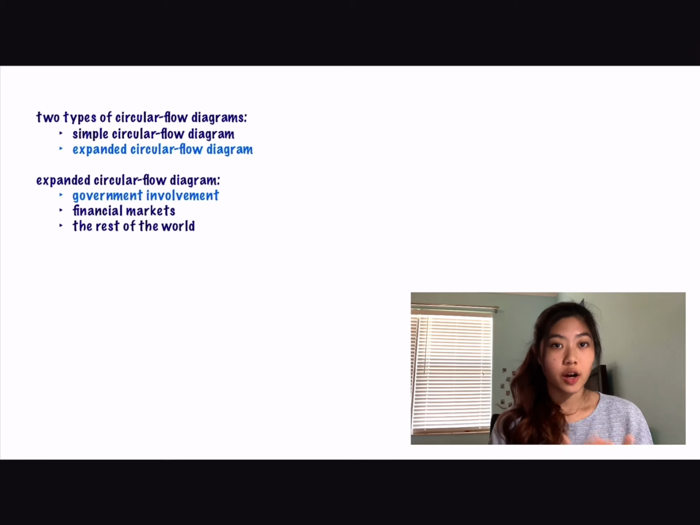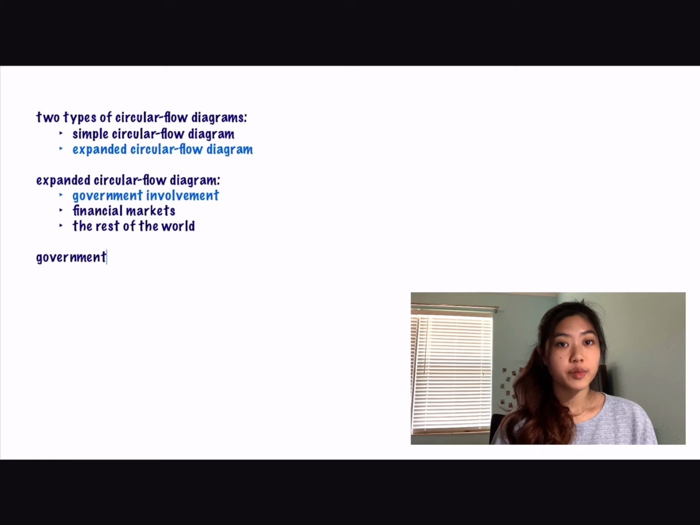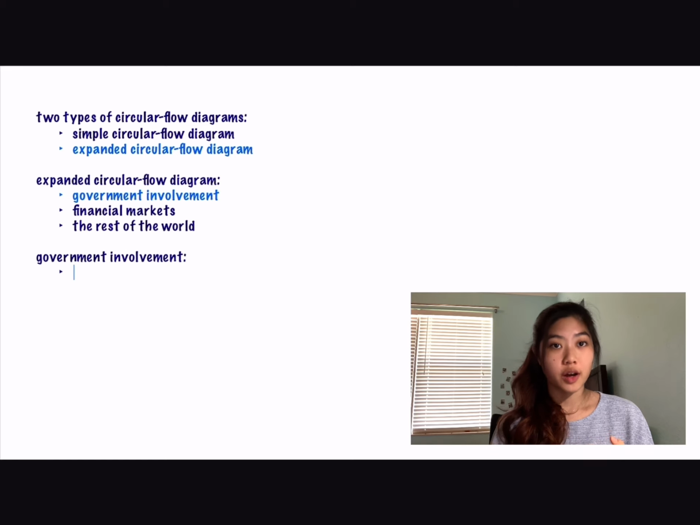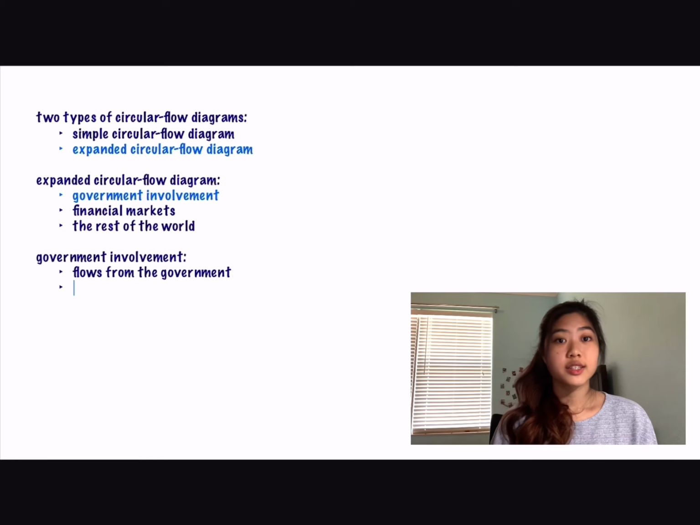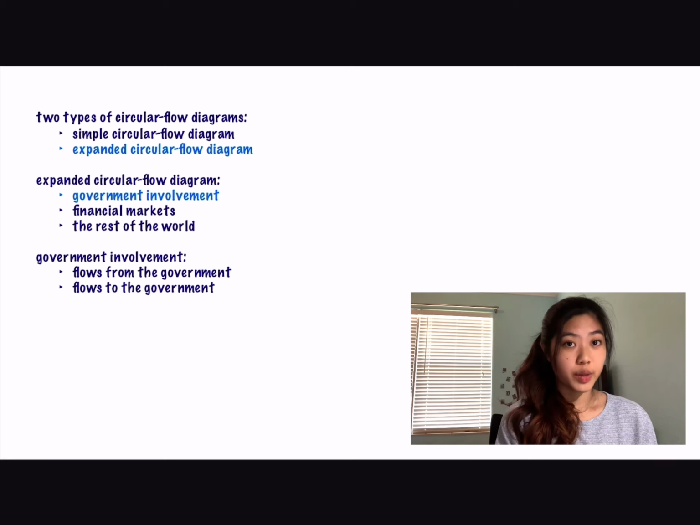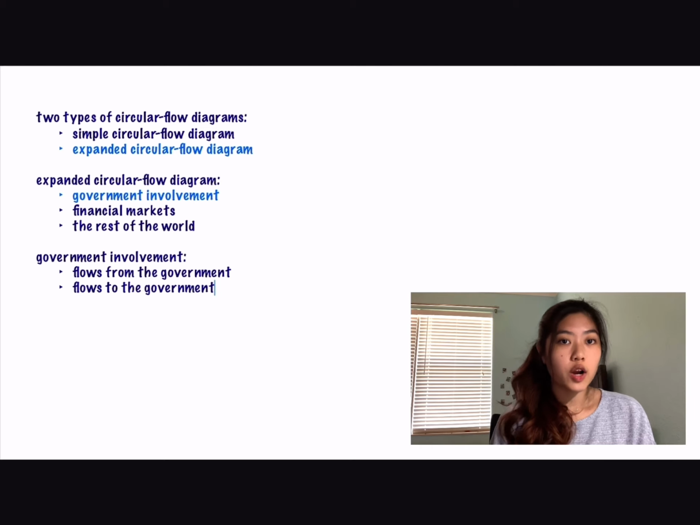What do we mean by government involvement? Well, government involvement consists of flows to and from the government. Flows from the government consist of government spending, which are the total expenditures on goods and services by federal, state, and local governments, and government transfers, which are payments that the government makes to individuals without expecting anything in return. On the other hand, flows to the government include taxes, which are required payments from firms and households, as well as tax revenue, which is basically the total amount that the government receives from collecting taxes.